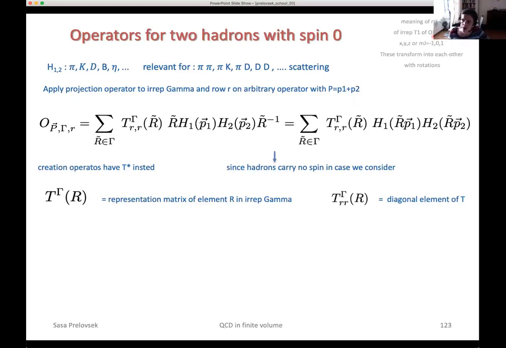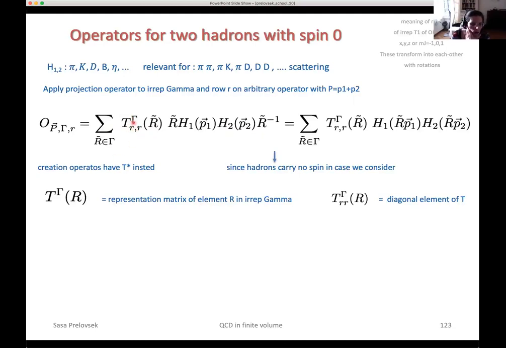So what would be the rows? You can either have rows which are denoted x, y, z for this, or m_j equal to minus 1, 0, 1. So this would be the three rows in this irrep. And this is a three-dimensional irrep, just to give you some idea. These rows transform into each other with the rotations. So how do you construct an operator which transforms according to a given irrep and row r? You sum over all elements R of the group. Here you put the representation matrix of this element R for this irrep. I'll tell you how this is obtained, or where it is read from.